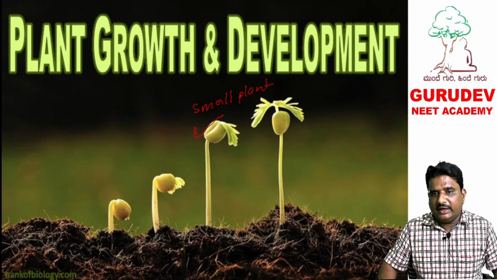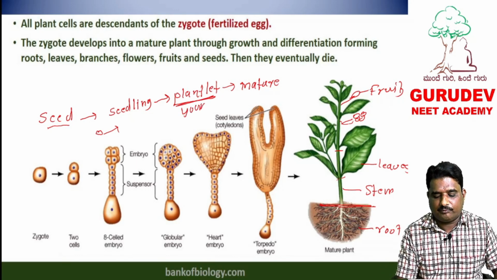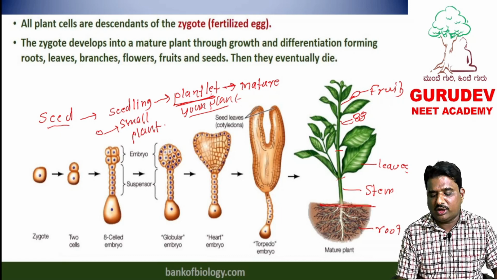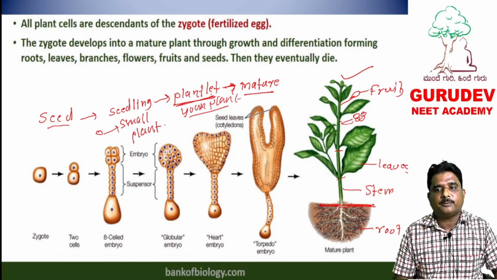And after the seedling, there is the plantlet, that is a young plant. This is a small plant. And the plantlet is going to be converted into a mature plant. This is the mature plant we are looking at in this figure.